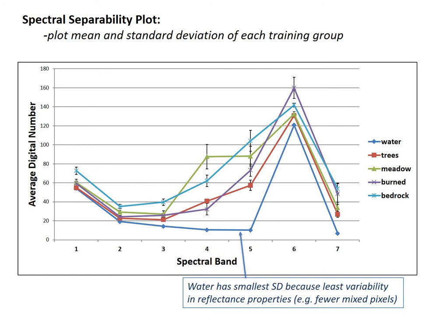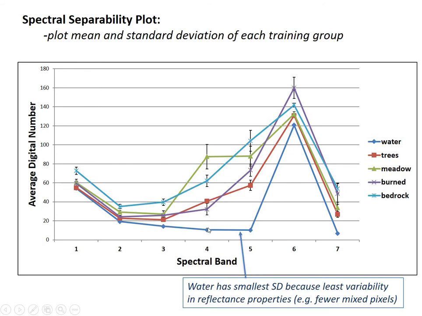So what we're going to construct is a spectral separability plot. And we're going to plot the mean and standard deviation of each of our training groups. So let's go through this. Let's start with water. So water's in blue. We have 1, 2, 3, 4, 5, 6, 7 spectral bands, okay? And we extracted the mean value for each of those spectral bands. So we have 7 data points for water that are the average of all the water pixels.